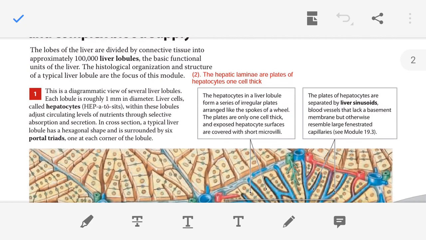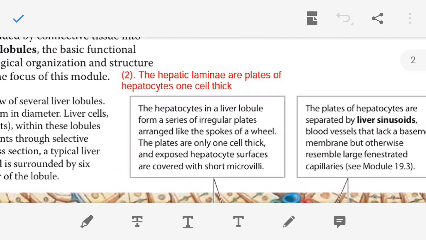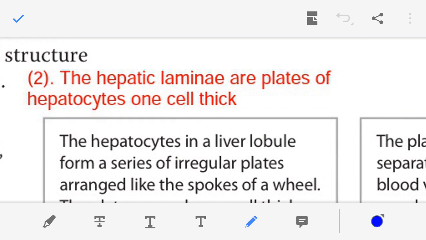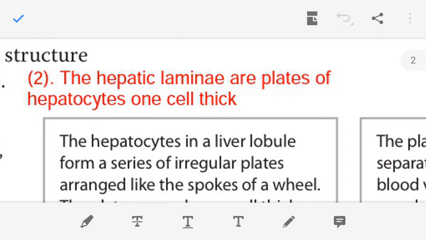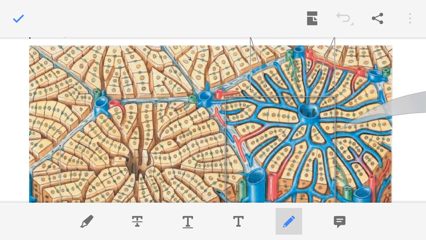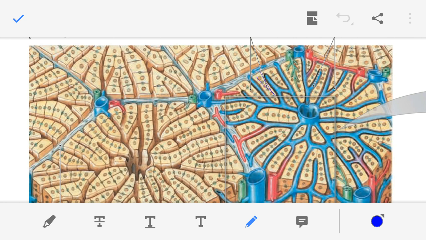Now moving on to the second point, the hepatic lamina. What are hepatic laminae? Hepatic laminae are plates of hepatocytes, and these plates are one cell thick. For example, here this one is a hepatic lamina, this one is a hepatic lamina, this one, this one, all these are hepatic laminae.